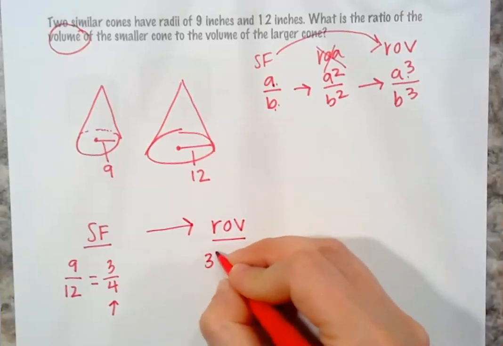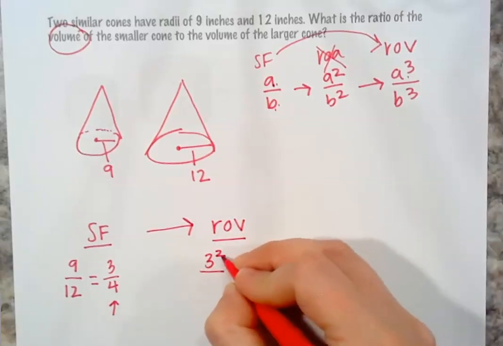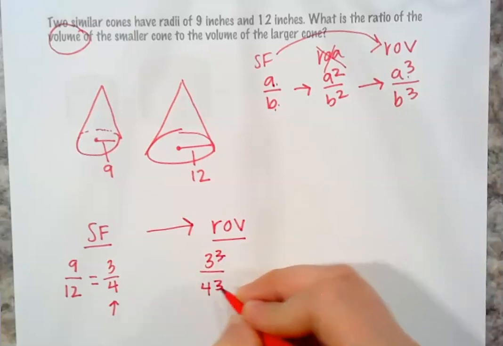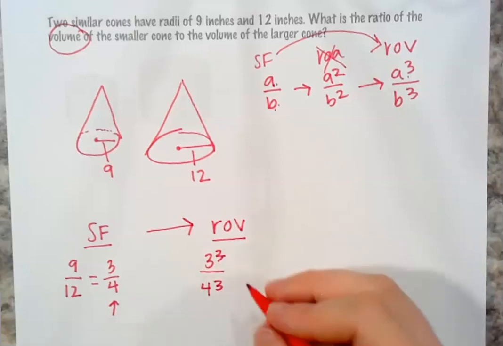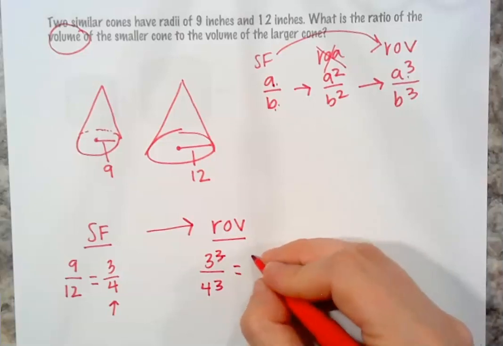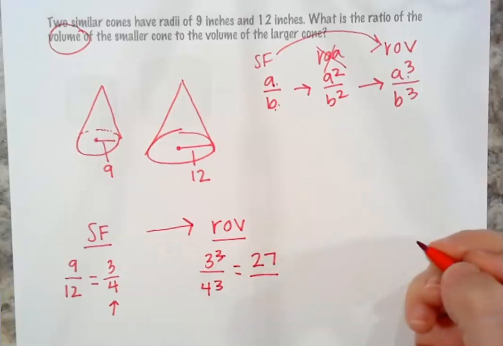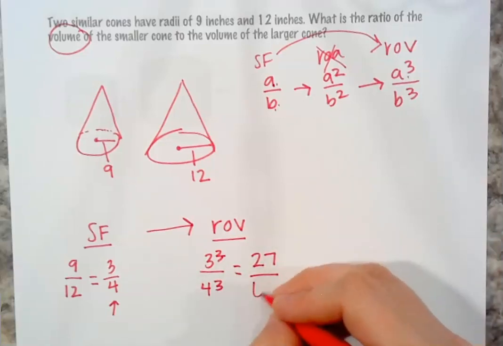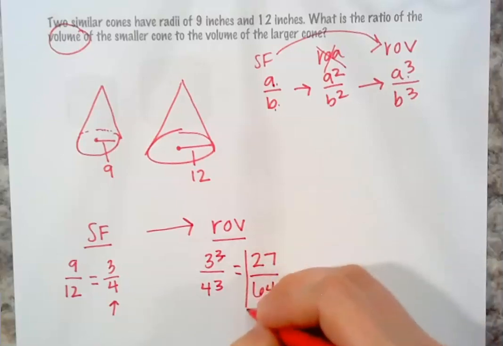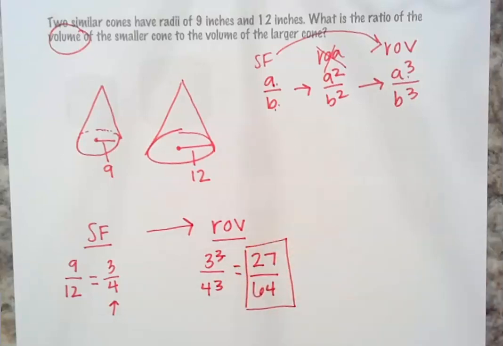So 3 squared, cubed, over 4 cubed. So 3 times 3 times 3 gives me 27. 4 times 4 times 4 is 64. And that is it. We did it.